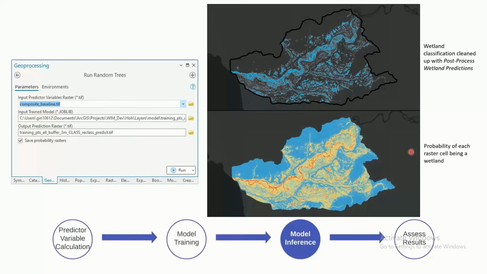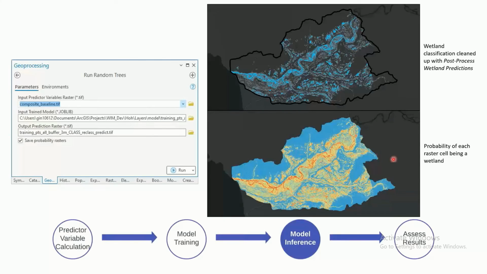And another prediction output that WHIM provides is these probability rasters. So here, instead of a hard classification where everything is assigned as a wetland or non-wetland, we instead have the probability of each raster cell belonging to that wetland class. So here we can see as we move from blue, which is wetland probability of 0, up to yellow and red, that probability of a wetland increases.